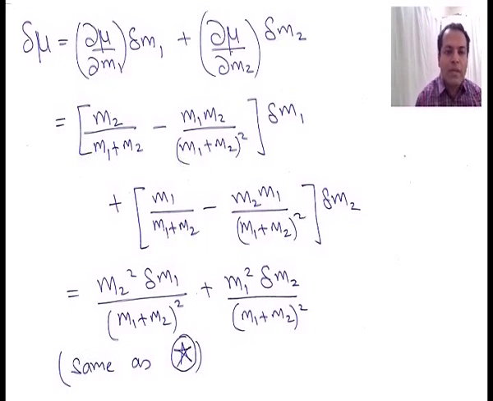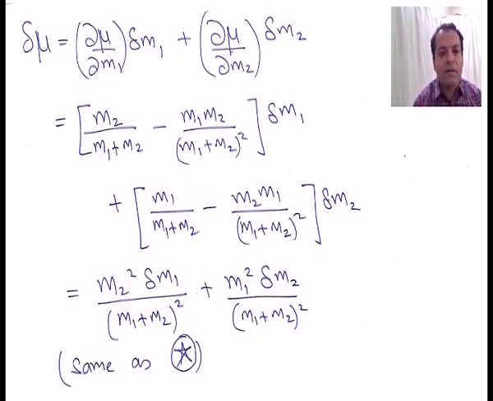Let me come to this expression. Delta mu is a function of two variables, and you can write delta mu as dou mu by dou m1 into delta m1 plus dou mu by dou m2 into delta m2. Dou is different from the derivative d. When we are writing dou mu by dou m1, what I mean is m2 is kept constant. Mu is a function of two parameters, m1 and m2. If you keep one of them constant and vary the other, how does mu change? Dou mu by dou m1.